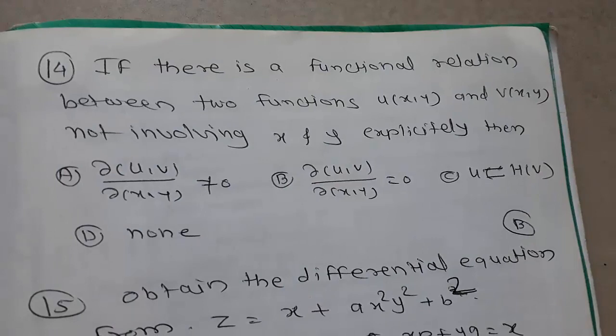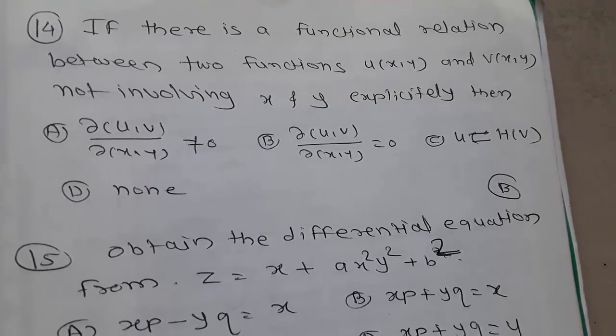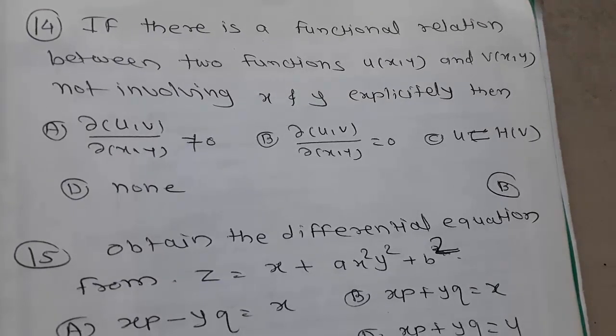14th, if there is a functional relation between two functions u(x, y) and v(x, y) not involving x and y explicitly, then options are A, dou uv by dou xy non-zero; B, dou uv by dou xy equal to 0; C, u equal to h of v; and D, none. Here dou uv by dou xy equal to 0 is the correct option.